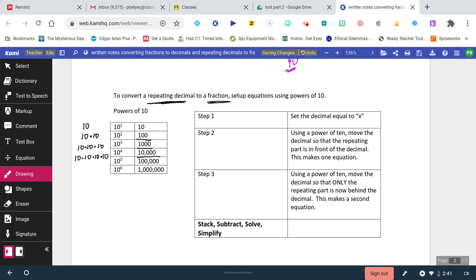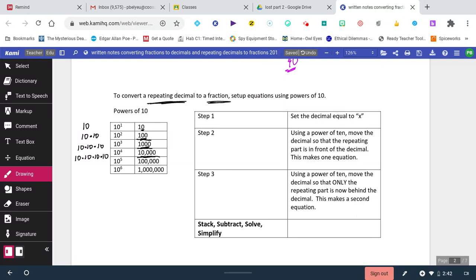But a shortcut is to look at this and say, okay, if it's 10 to the first power, it only has one zero. If it's 10 to the second power, it has two zeros. If it's 10 to the third power, it has three zeros after the one. If it's 10 to the fourth power, it will have four zeros after the one, and so forth, okay?